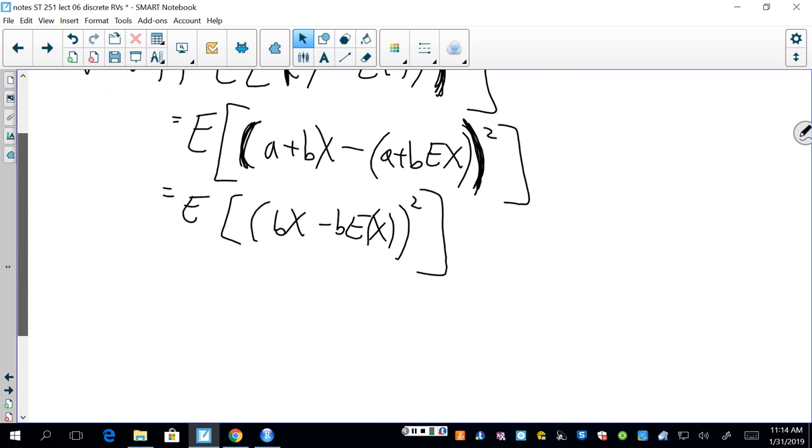So A is in here, right? Minus A minus A, that goes away. So that was Bx minus B times the expectation of X. But B's in there twice, right? We can factor out B, B times X minus its expectation, and we can have all of this inside the square.